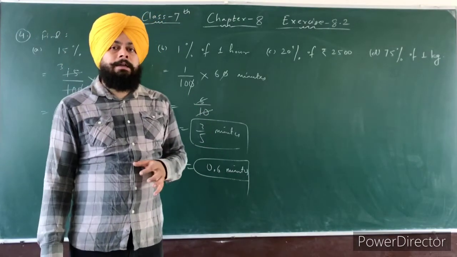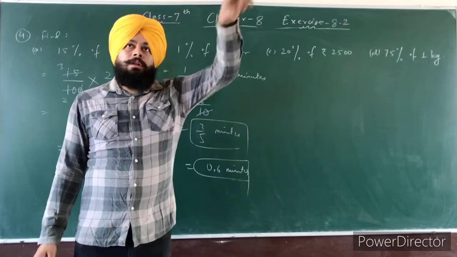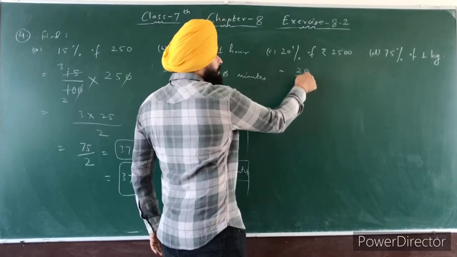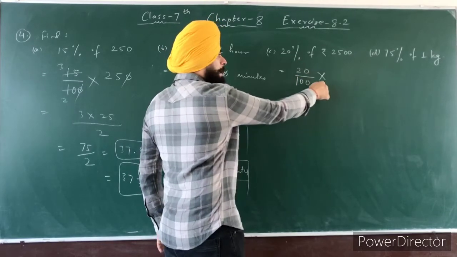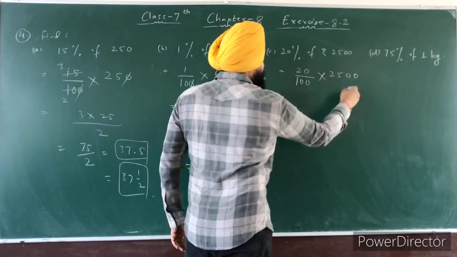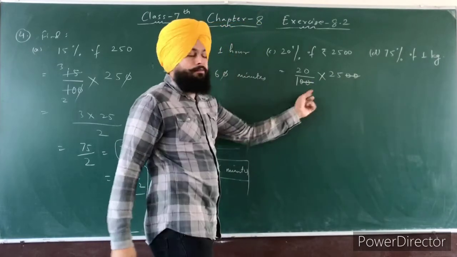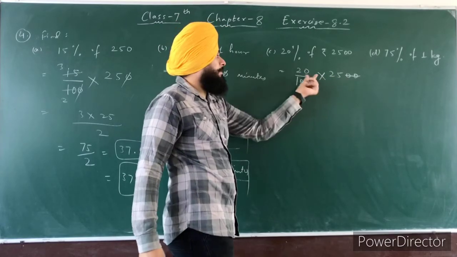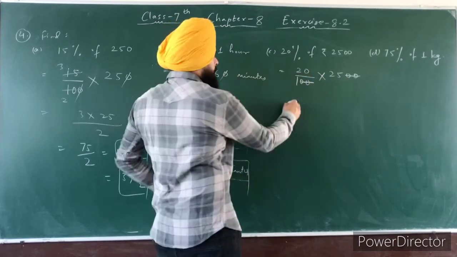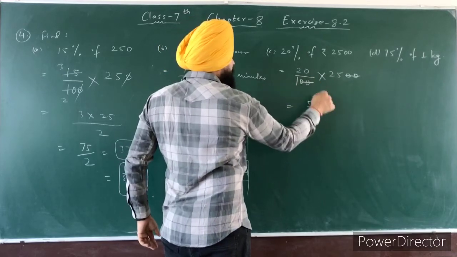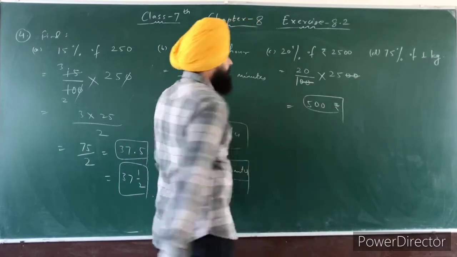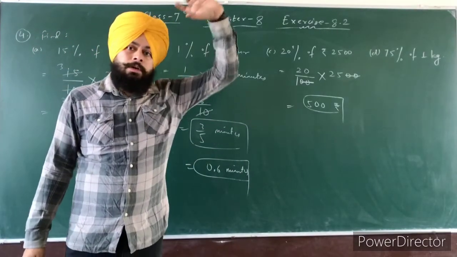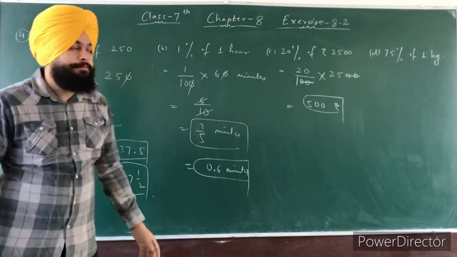You have to find 20% of the total amount, which is 2500. So 20% is written as 20 over 100 multiplied with 2500. Again the 2 and 0 cancel from the numerator and denominator. So what is left here? 25 and here 20. So 25 into 20 is 500. 25 into 2 and put 0 here. So what is the answer? 500 rupees. It means 500 rupees is 20% of the total amount 2500.